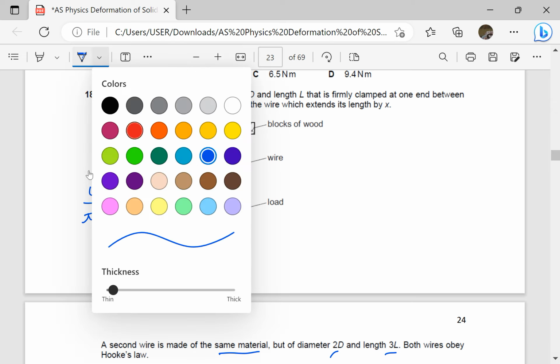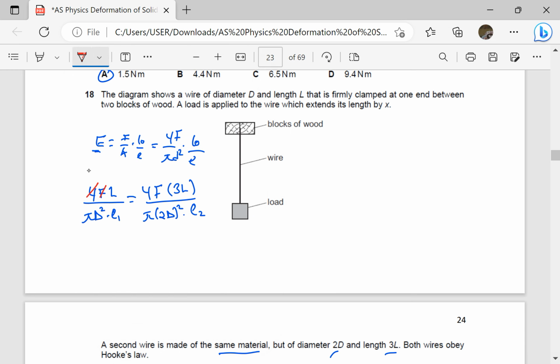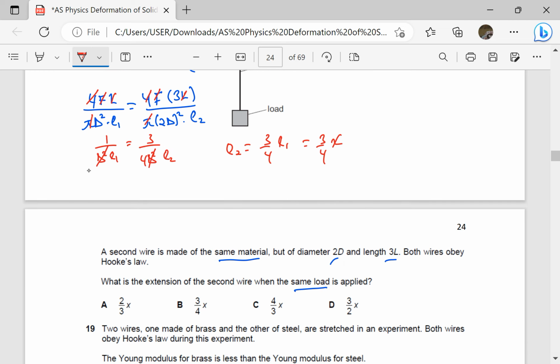So using a different color, I will cross out some of these things. So 4F, L has cancelled, pi has cancelled. So I have 1 over D squared times E1 is equal to 3 over 4D squared times E2. D squared also cancels. So if I make E2 the subject, E2 is going to be equal to 3 over 4 times E1. But they told us the load is applied to the wire which extends its length by X. So E1 is X. Therefore, this is 3 over 4 times X. Therefore, our answer is going to be B.